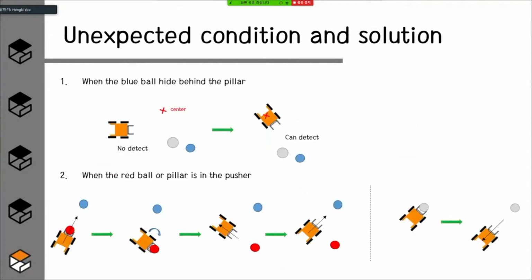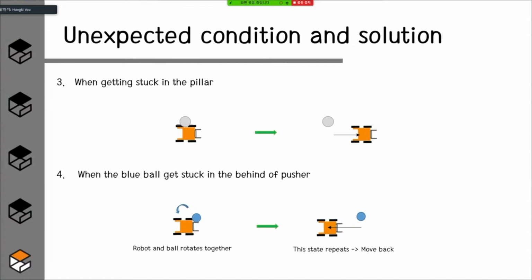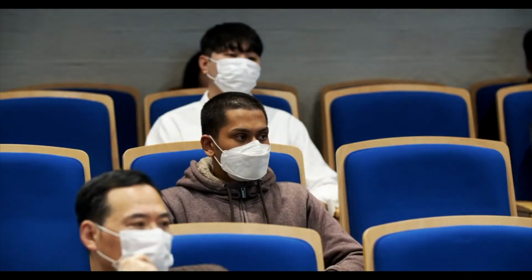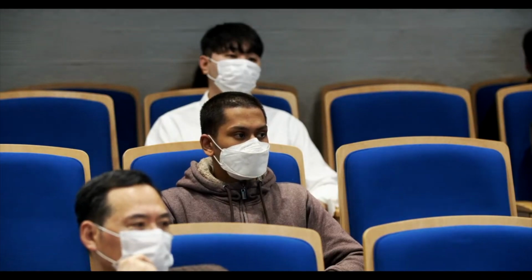And while testing, we met so many unexpected conditions. First is when the blue ball is behind the pillar. So robot calculates the global position of map center with ICP. The robot moves to the center and detects the ball. Second is when the obstacle is in the pusher, then robot detects it and moves backward to avoid it. Third is if robot gets stuck in the pillar, robot just goes straight to get out from the pillar.